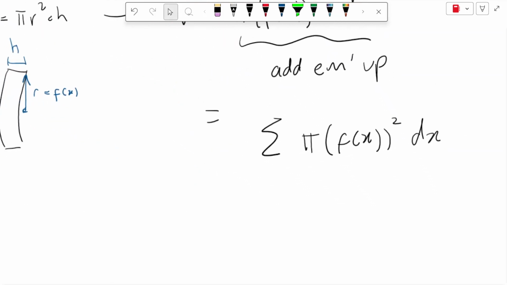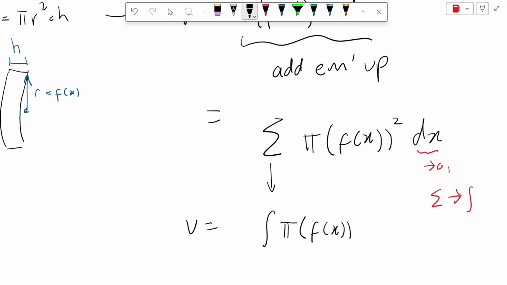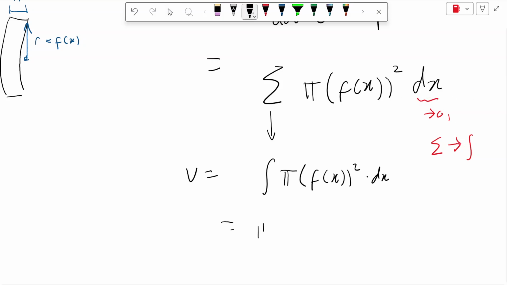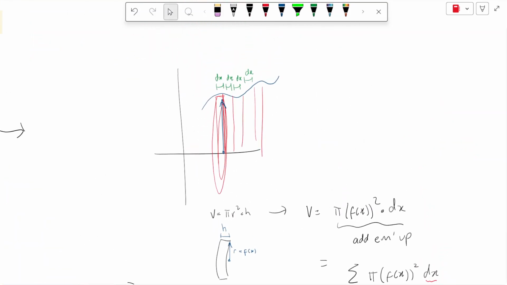But as dx goes to 0, sums become integrals. That's our definition of an integral. So the volume is this sum, which will become an integral of pi times the function squared dx. I think the volumes of revolution formula pulls a pi out the front, and instead of a function, it calls it y. But that's where the formula comes from. It's essentially, rather than a bunch of rectangles, we're doing a bunch of little cylinders.